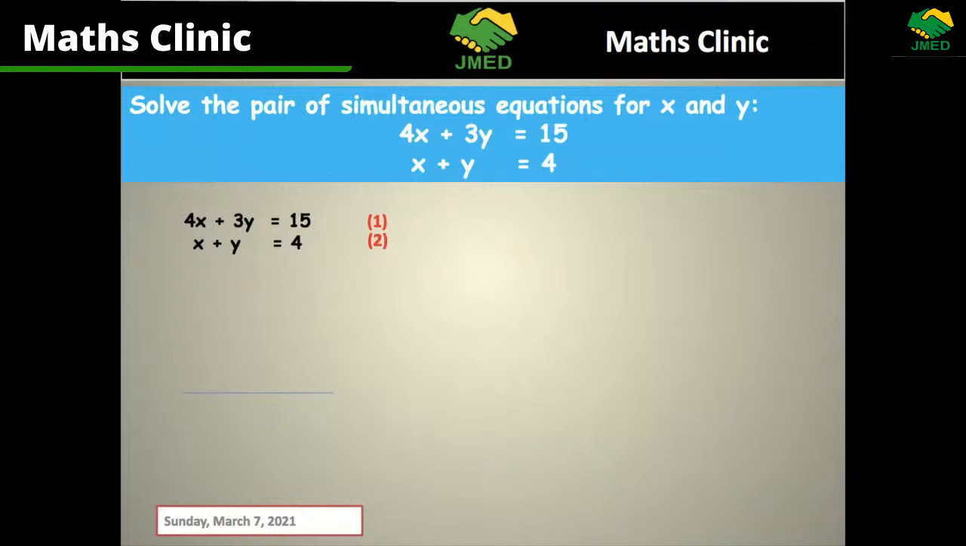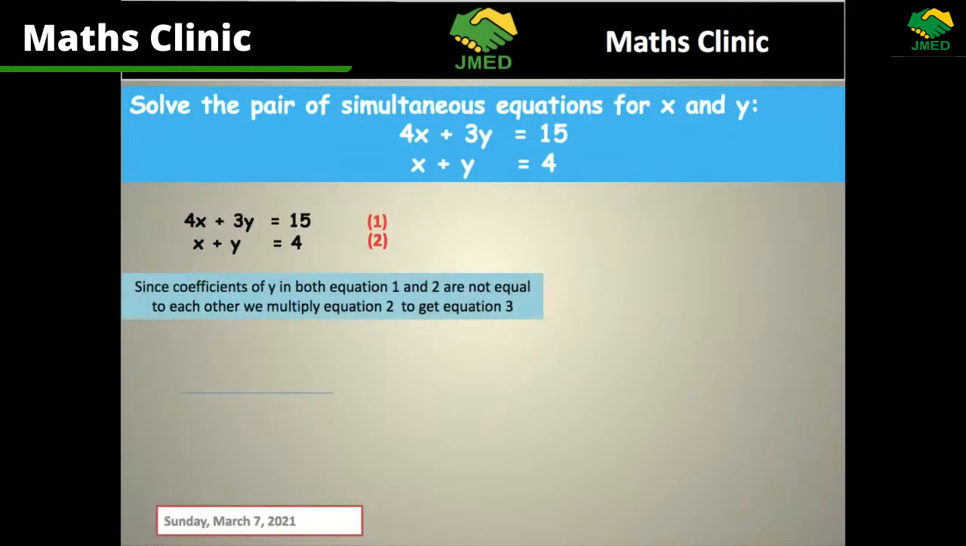So what we're going to do is we know that if we multiply the entire equation by the same number, it doesn't change the equation. It's the same equation. It's just written in another form. So since the coefficient of y in both equation 1 and 2 are not equal to each other, we multiply equation 2 to get equation 3. So we're going to multiply by 3.